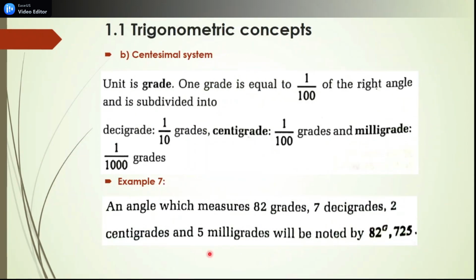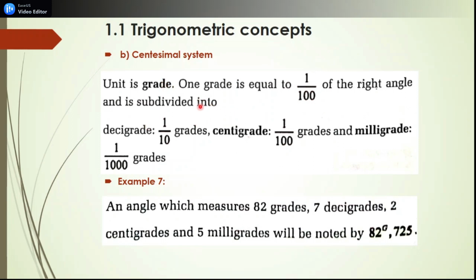We take another unit of angle. In a centesimal system, we have a grade. One grade is equal to 1 over 100 of the right angle, and is its subdivision. We take the length from 0 to 90 degrees, or right angle, and divide it by 100. We get one subdivision, which corresponds to one grade.